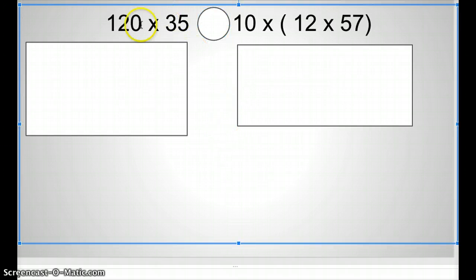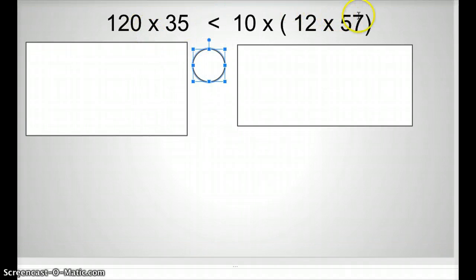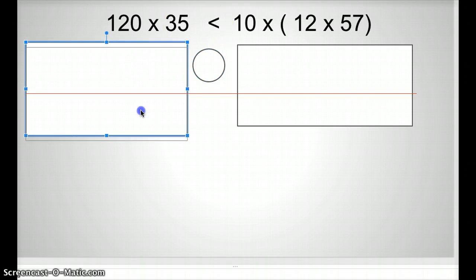So I'm looking over here. Again, I have 120 times 35. Well, can I get any number to equal that number, 120, or even 35? Well, I don't think I can see anything over here where I can multiply and get 35, but I do see a 10 times 12, which equals 120. So this side is 120 57s. This side is 120 35s. Well, it's clear that if I have 120 57s, I have more than if I were to have 120 35s. So this is the less than symbol that goes in here.